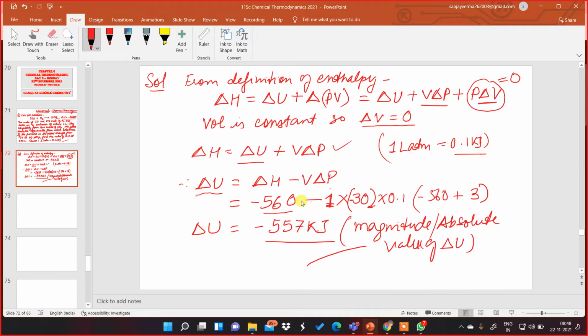So students normally make a mistake over here in this part. Okay, that's why you have to use what is given in the question, and if possible you can learn this also. 1 liter atmosphere is generally 0.1 kilojoules most of the time. It is a constant. Okay, that is question number 1.